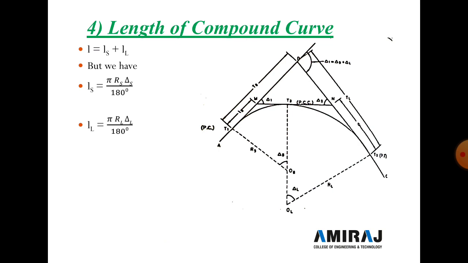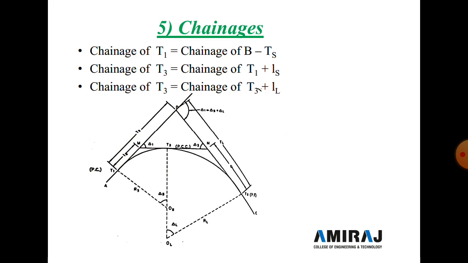Now the next equation for the compound curve is the length of the compound curve, L, which is equal to LS plus LL. LS is equal to pi RS delta S divided by 180, and LL is equal to pi RL delta L divided by 180. It's a common equation, a maths formula.